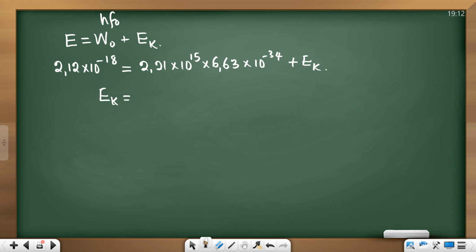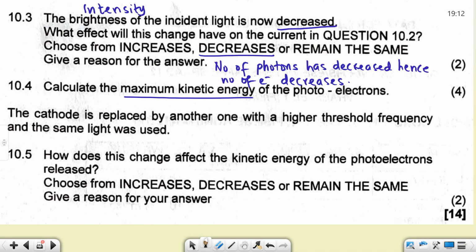6,55 times 10 to the power negative 19. Thank you. Don't forget units, guys. 6,55 times 10 to the power negative 19 joules. We're talking about kinetic energy. Thank you. All right.